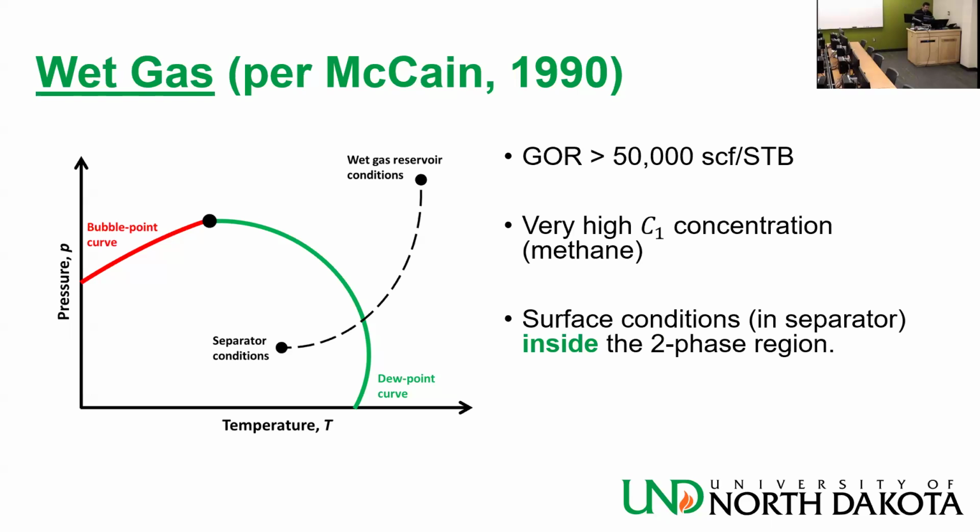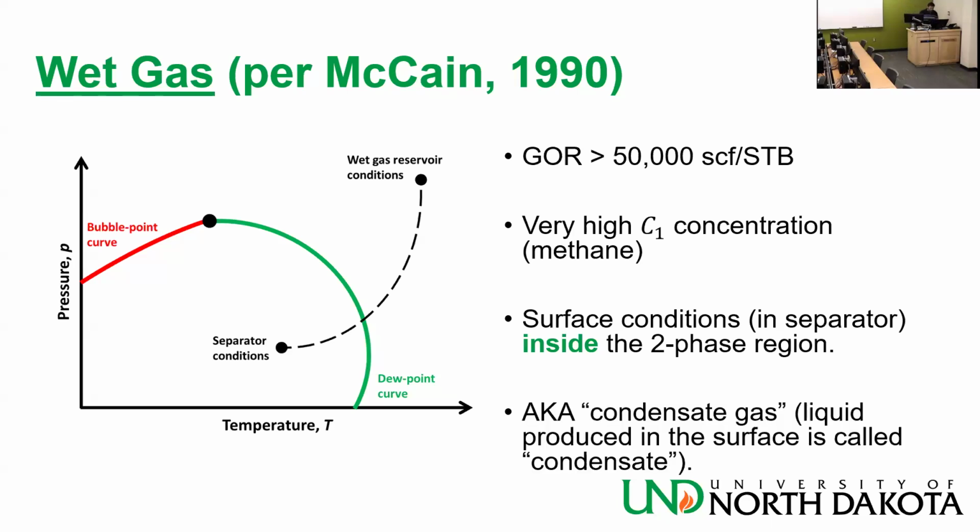Surface conditions in the separator are inside the two-phase region, just like any other reservoir class that you have seen so far. Condensate gas: the liquid produced at the surface is called condensate. So that liquid that you find in the separator is called condensate. And again, unless it's more than very small amounts, you are not really going to design your field development plan based on that.